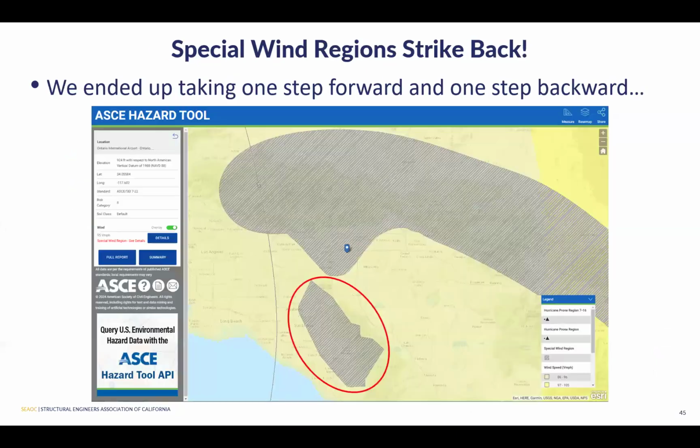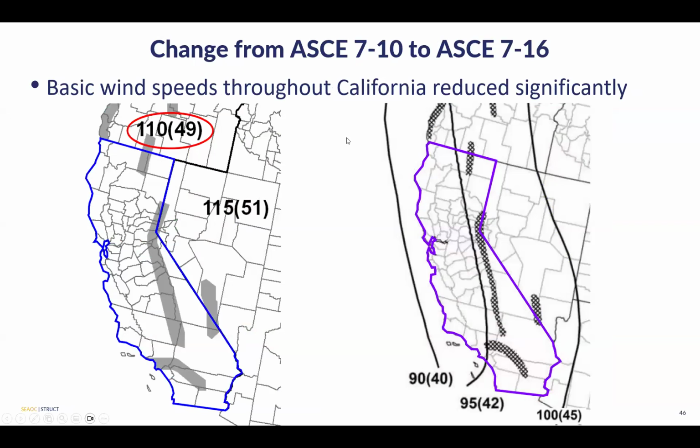All right. And so we also studied this one. We commissioned another study to study this new special wind region. And the results of that study indicated that the old wind speeds, ASCE 7-10 wind speeds, are probably more correct for this special wind region than the statewide contours. So if you remember, we switched from 110 to somewhere between 90 and 100. So the results of the study indicated that that special wind region is probably more like 110.